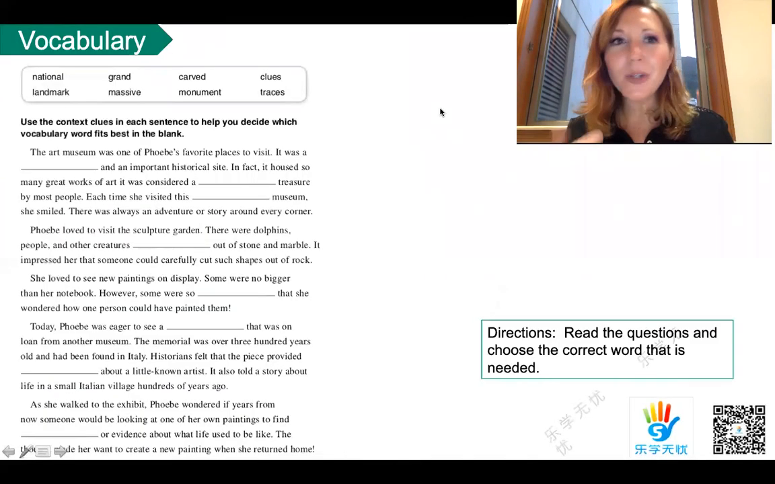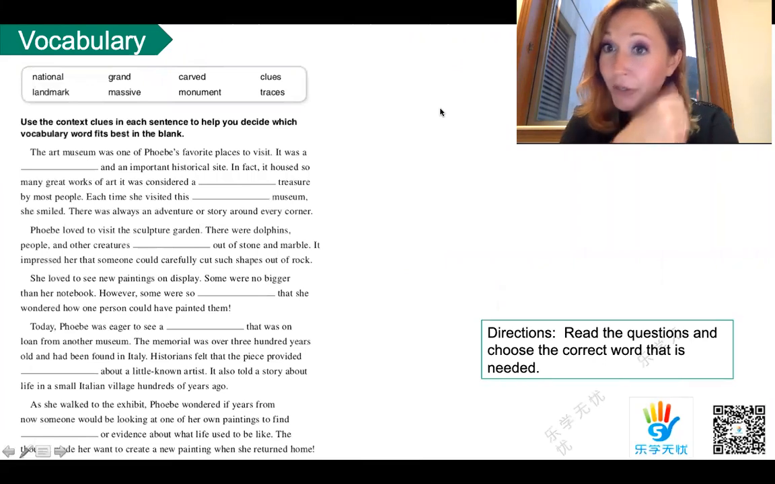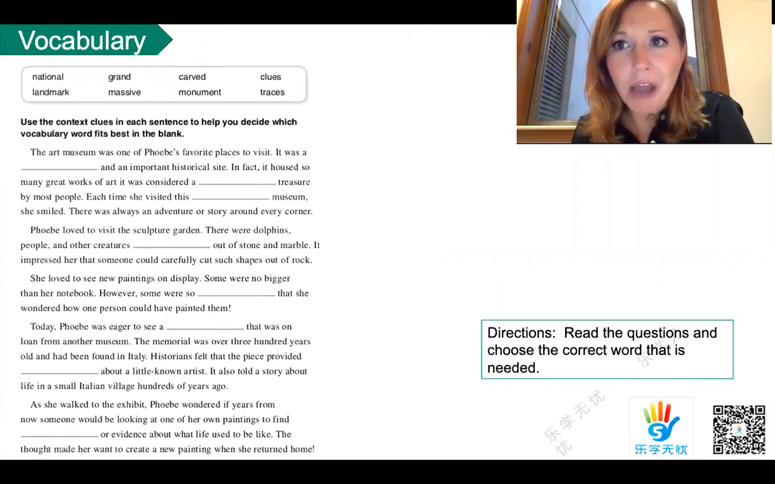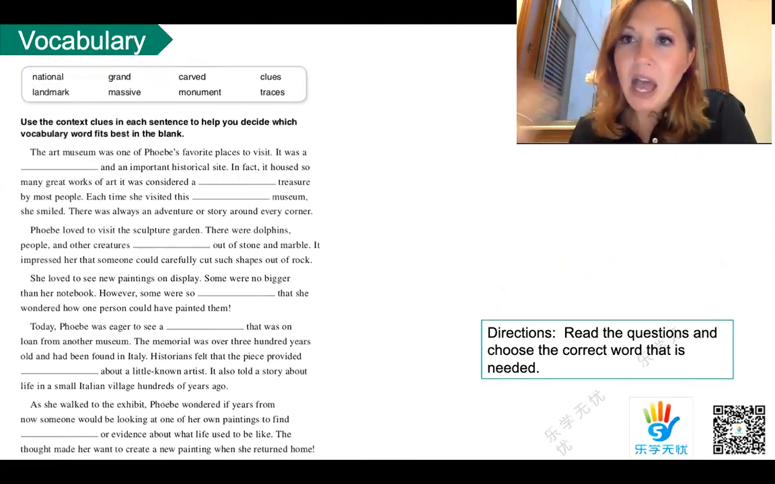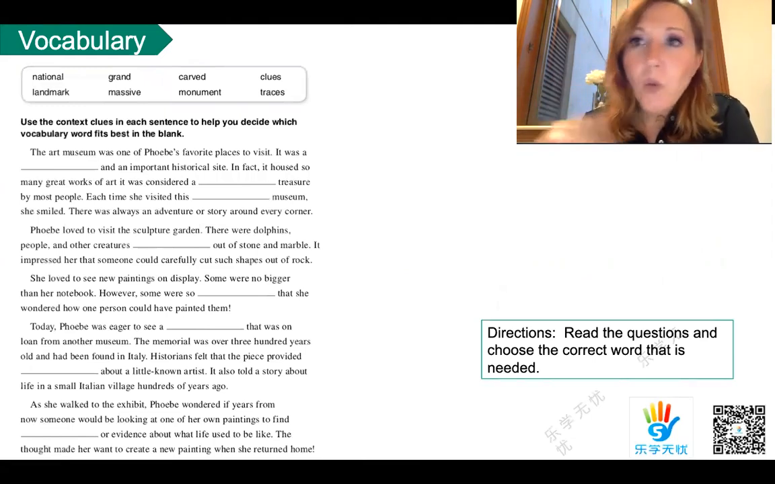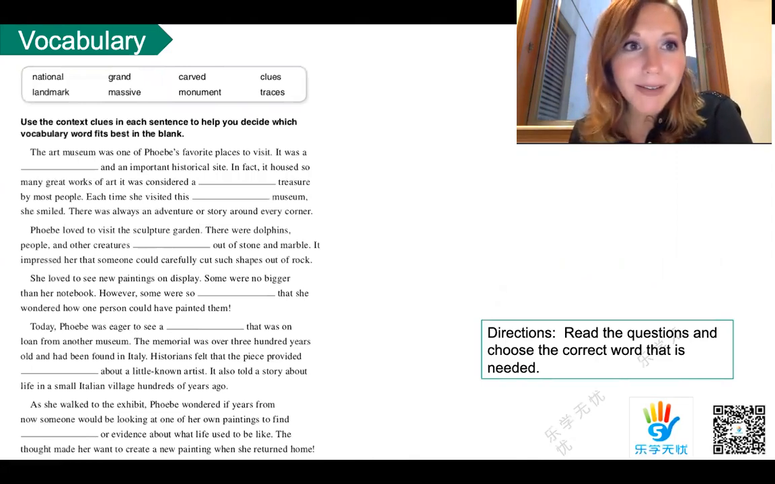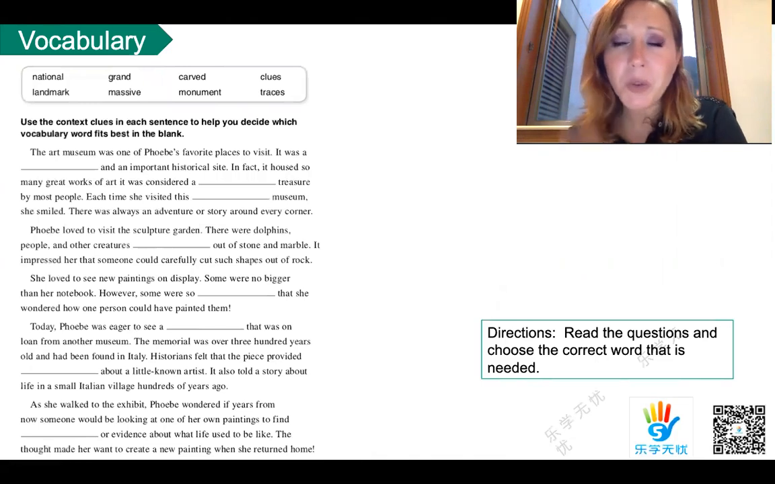All right, now let's switch gears and let's work on our vocabulary for today. So today we have a pretty long paragraph, and what we want to do is, as we are reading, fill in our vocabulary words into the right space. Okay, so this is how it's going to work.